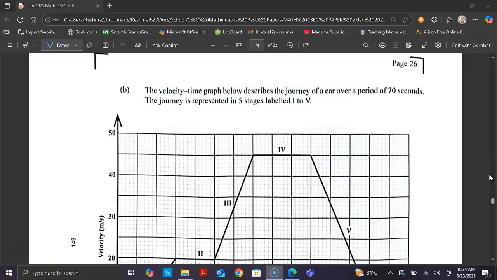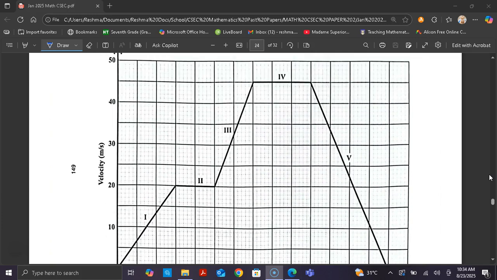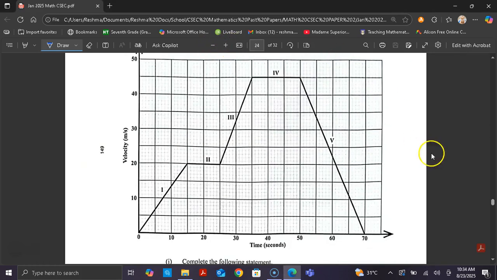Hi everyone, so we're continuing with our worked solutions of CSEC Math Paper 2 and we're on January 2025, question number 8, part B, which has to do with velocity-time graphs. In this velocity-time graph, it describes a journey of a car over a period of 70 seconds and the journey is represented in 5 stages that are labeled 1 to 5. So I'm just going to zoom out a little bit so you'll see the entire graph.